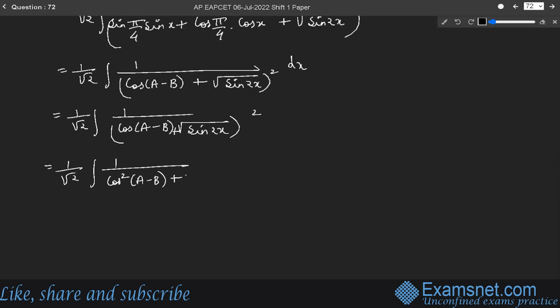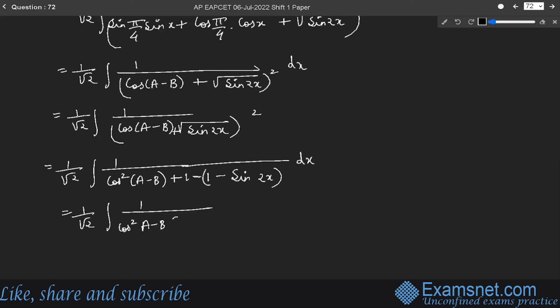So adding and subtracting 1, it will be 1 minus 1 minus sin 2x dx. So this can be written in the brackets, taking 1 outside and 1 inside. So it will be 1 upon root 2 into integral of 1 upon cos square A minus B into 1 minus, see 1 minus sin 2x can be written as sin x minus cos x whole square. So it will be sin x minus cos x whole square dx.